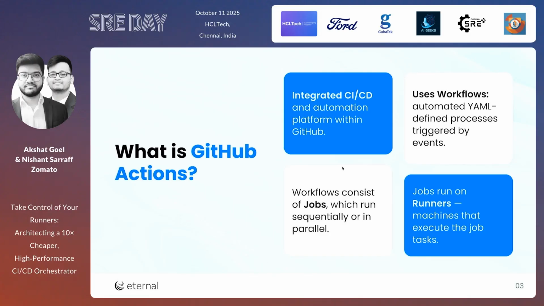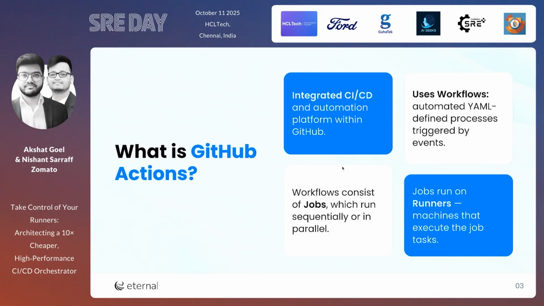The major components that make this CI/CD platform are the workflows, jobs, and runners. Workflows are basically automated YAML processes, or you can say YAML files that we write in GitHub. These workflow files are designed to trigger based on certain events, like someone committing to a GitHub repo, someone creating a pull request, or someone releasing something on that repo. Now, a workflow is made up of multiple small units, which we call jobs.